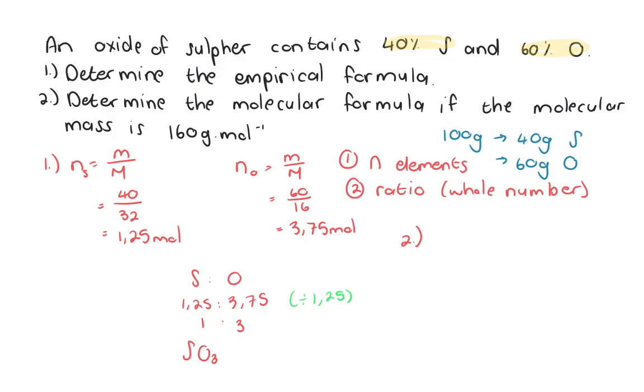So I'm going to work out the molar mass of my sulfur trioxide, which is 32 plus 3 times 16, and I get a mass of 80 grams per mole. And then I see that this weight is actually half the weight of that one. So it means I need to multiply this entire thing by 2.